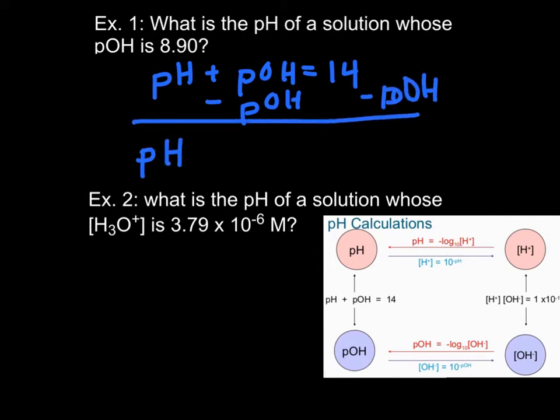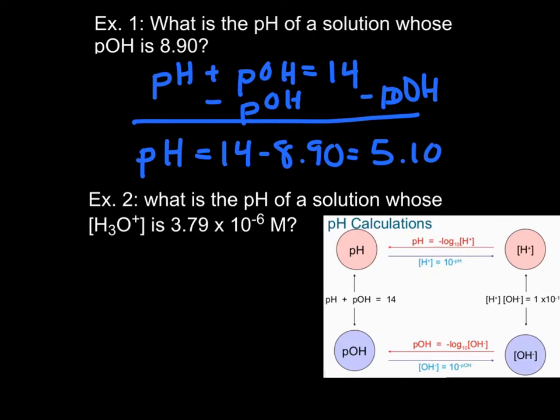So pH is equal to 14 minus 8.90, which gives us an answer of 5.10. You could leave it at 5.1 or you could keep the second decimal place. There are no significant figures when we're talking about pH and pOH. There are also no units for pH and pOH.